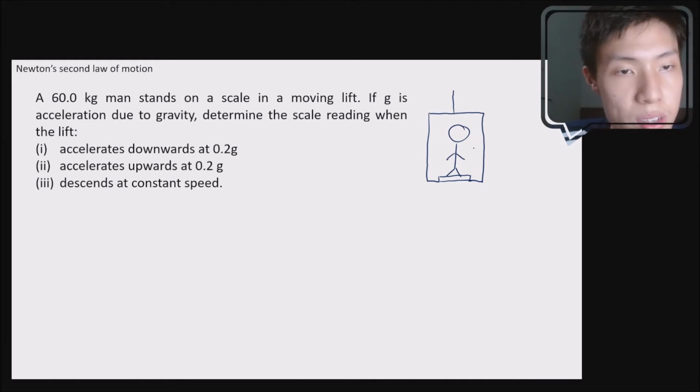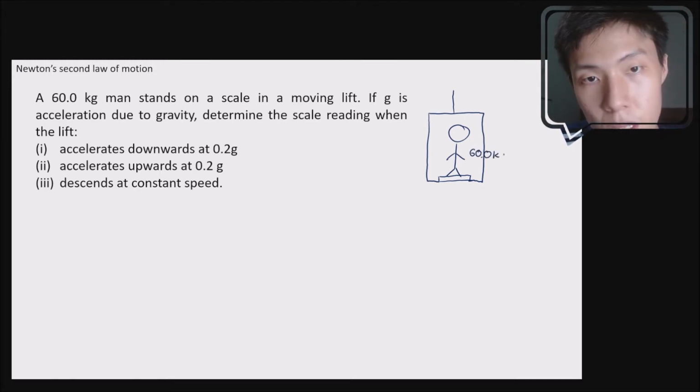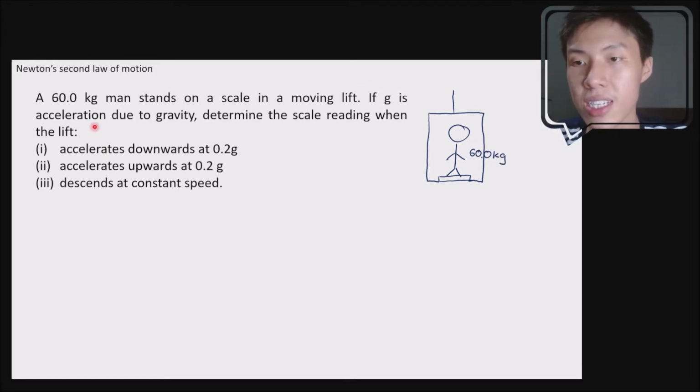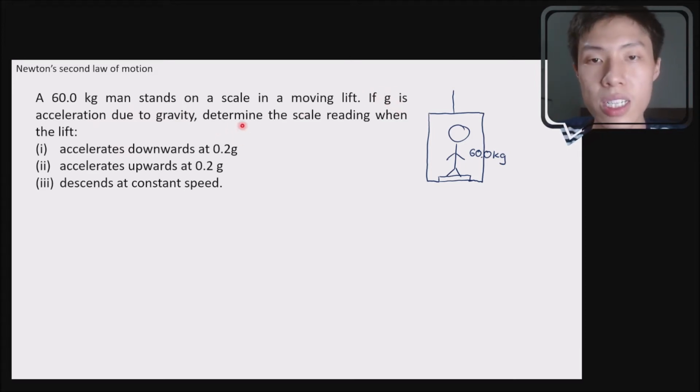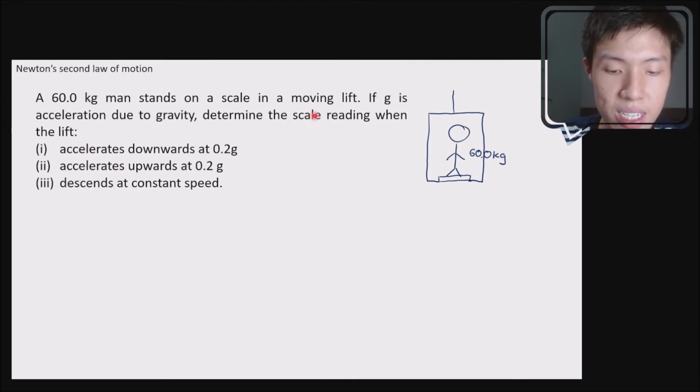Okay, so this person here is 60 kg. If g here is the acceleration due to gravity, which is the 9.81 that we know, determine the scale reading when the lift accelerates upwards or downwards or at constant speed. Okay, so this is something about physics.